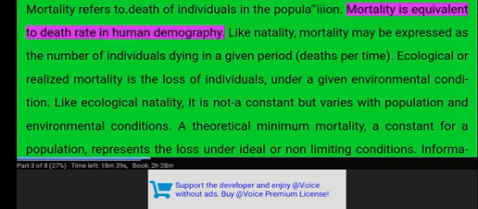Mortality is equivalent to death rate in human demography. Like natality, mortality may be expressed as the number of individuals dying in a given period, deaths per time. Ecological or realized mortality is the loss of individuals under a given environmental condition. Like ecological natality, it is not a constant but varies with population and environmental conditions. A theoretical minimum mortality, a constant for a population, represents the loss under ideal or non-limiting conditions.